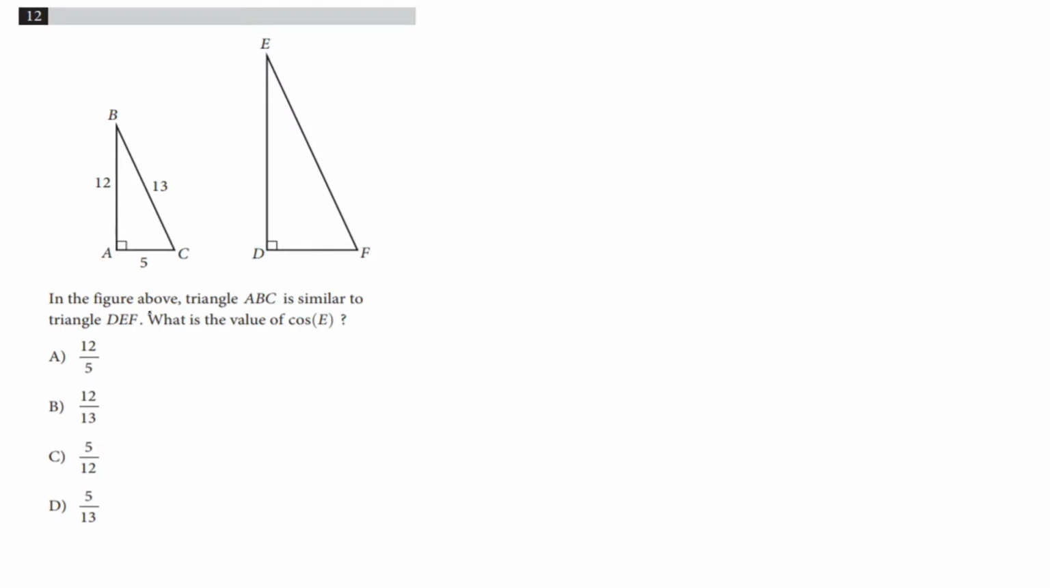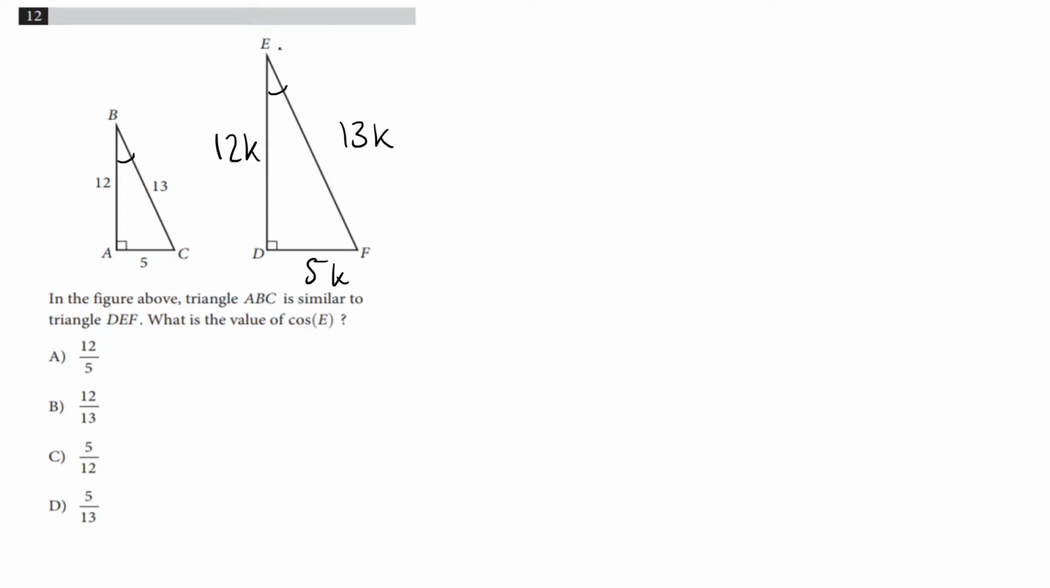In the figure above, triangle ABC is similar to triangle DEF. What is the value of cosine E? When it says similar to, it just means that it's scaled up by a constant. Let's call the constant that will multiply the side lengths of this triangle k. So this side length would be 12k, this would be 5k, and this would be 13k. Let's highlight this angle right here because that's what we're working with, and multiply every side by a factor of k, which is just a constant. Now, we'll see that we don't even need to know what k is to calculate this cosine.